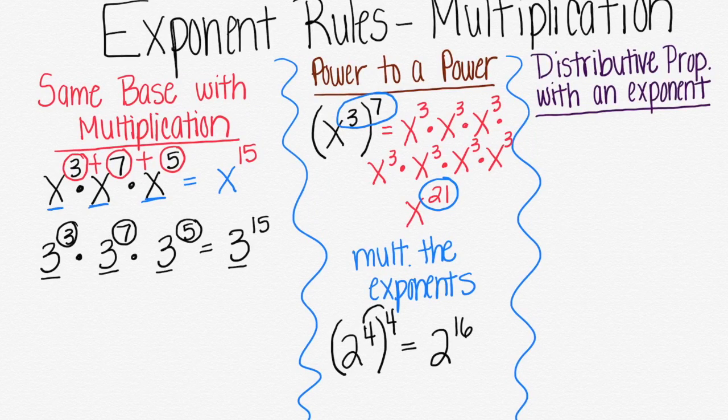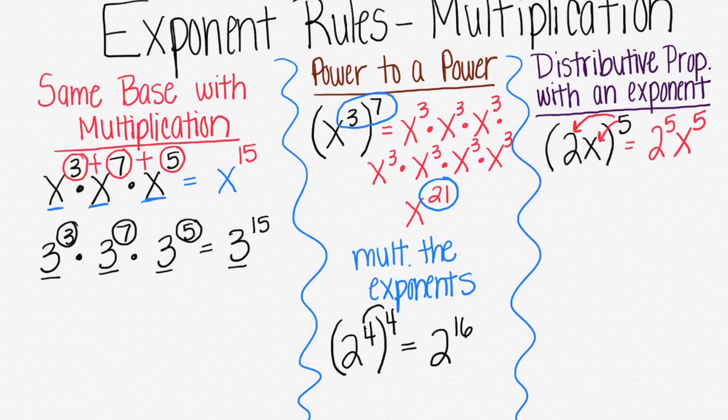Finally, distributive property with an exponent is when you have more than one term inside of the parentheses. So, for example, let's say we had 2x to the 5th power. The distributive property tells us that that 5 on the outside not only goes to the 2, it also goes to the x. So when we rewrite this, we get 2 to the 5th power, x to the 5th power.